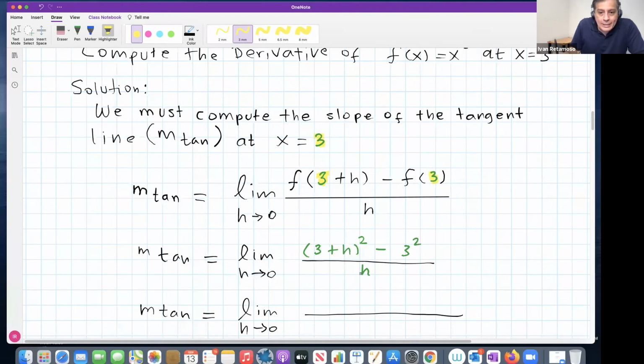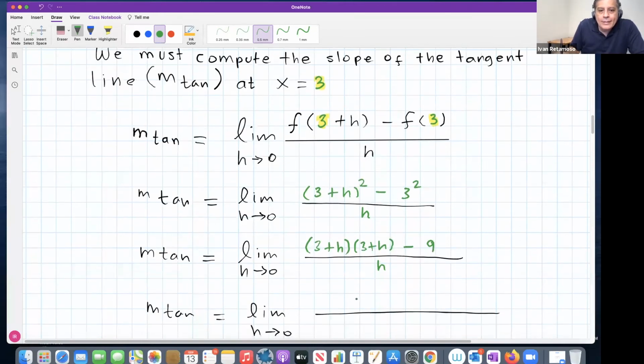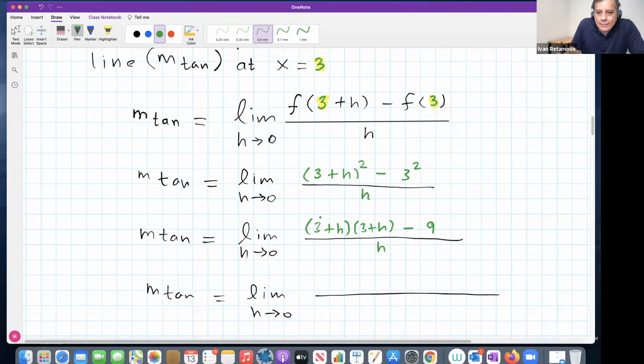Now, work this out algebraically, right? 3 plus h squared is simply 3 plus h multiplied by itself, 3 plus h, minus 3 squared, which is just 9, over h. Turns out when you work out these difference quotients, there will always be simplifications that come along. If you FOIL this out, you will get 3 times 3, 9. 3 times h, 3h.